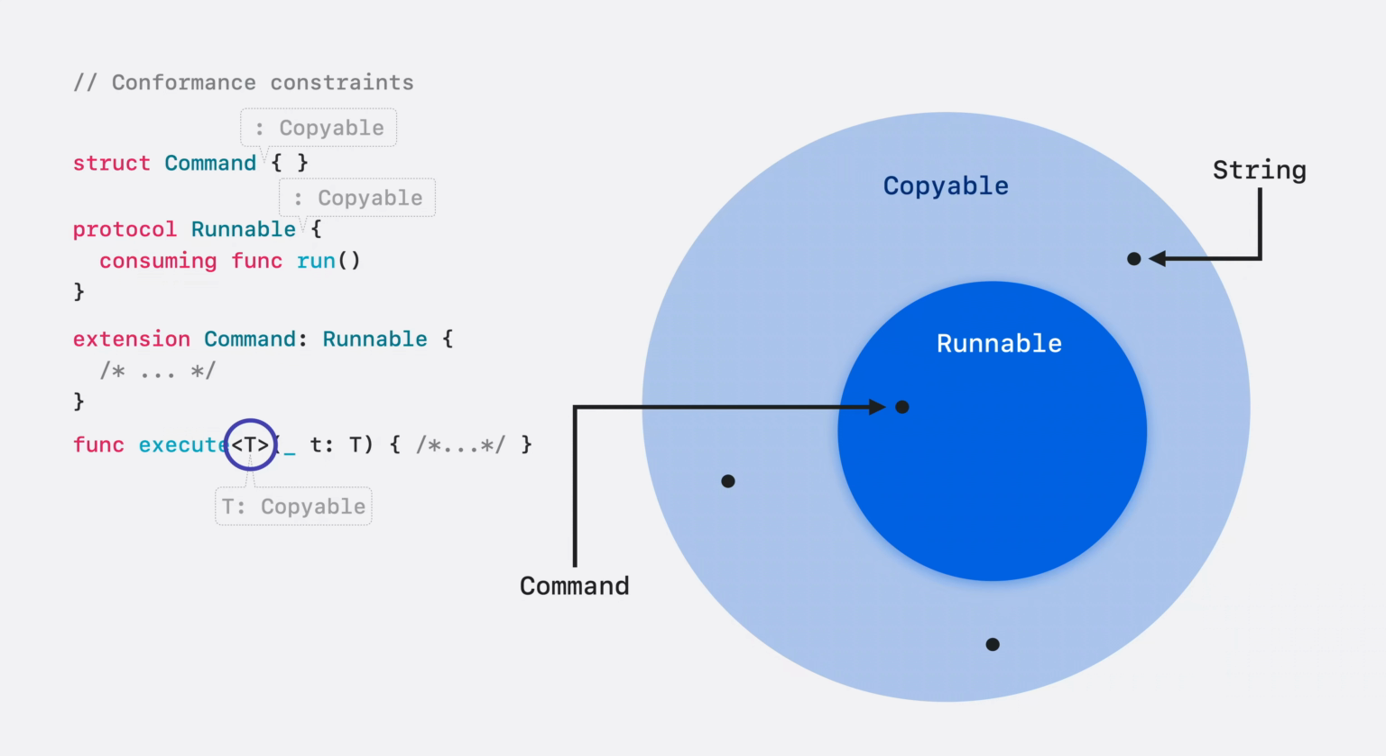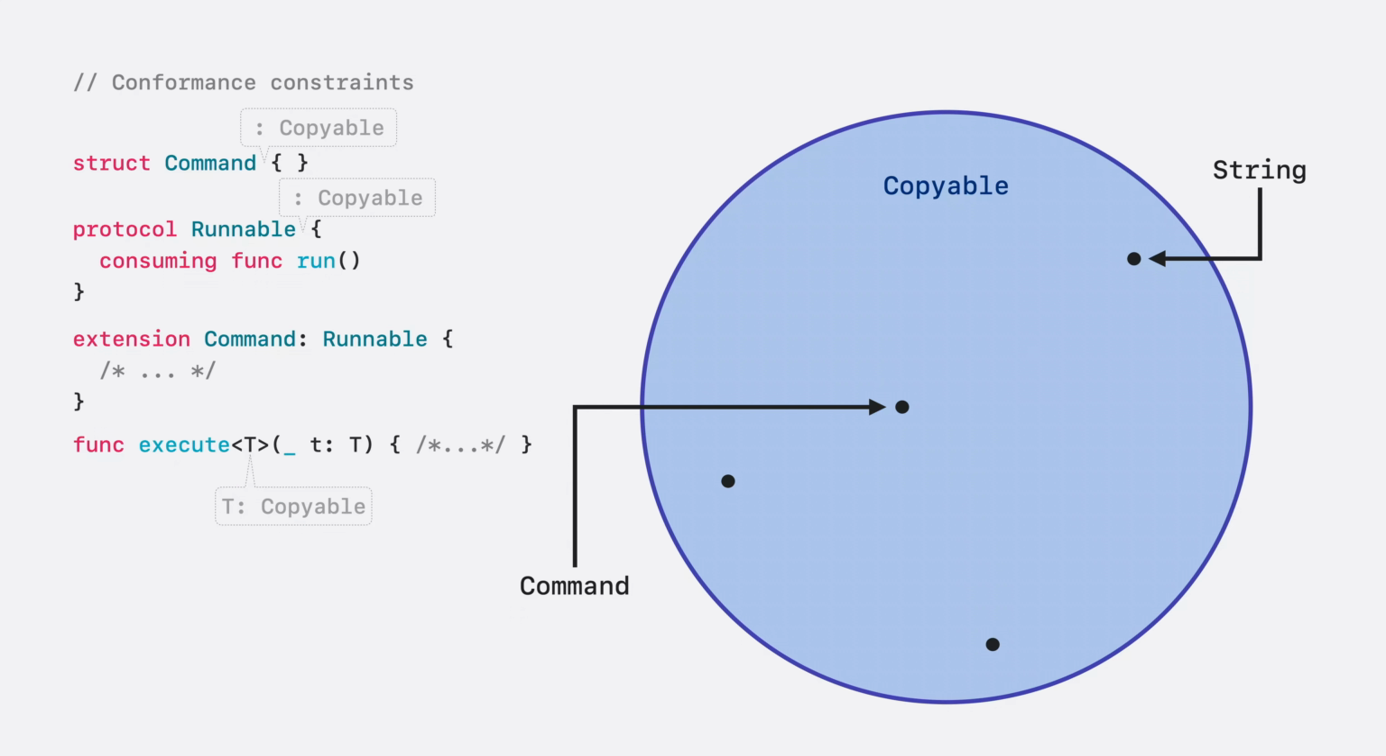This means all the types in this space can be passed into my execute function, because the only constraint is that T conforms to Copyable. So, even though Command also conforms to Runnable, it still exists in this broader space Copyable, in which any particular type might be Runnable, but it also might not. My generic parameter T does not exclude types that have an additional conformance. As written, the execute function promises to get by without needing any other conformances besides Copyable.